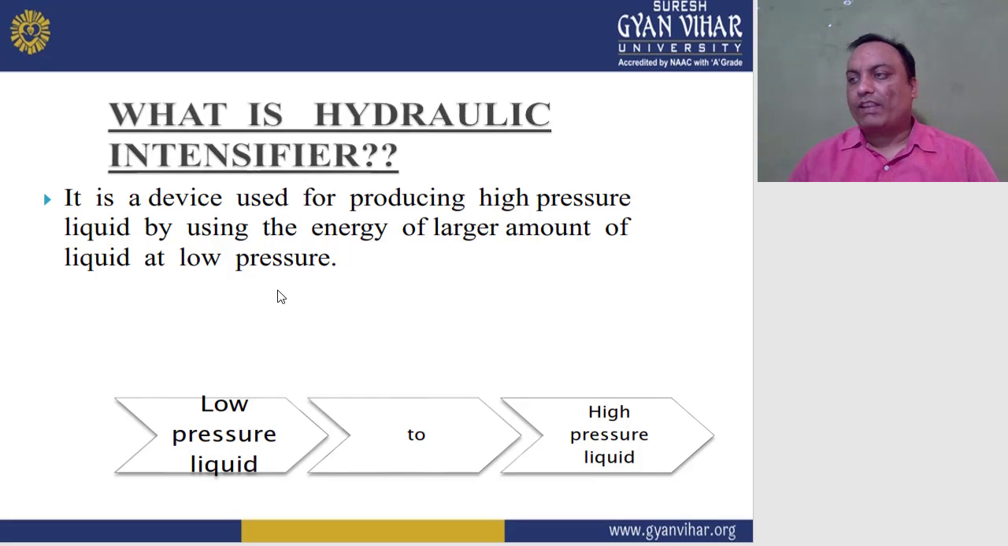So it has two types. One is single acting and the other is double acting. Here we'll discuss only the single acting hydraulic intensifier, that is, it supplies high pressure liquid during the downward stroke only. The double acting hydraulic intensifier supplies high pressure in both strokes, that is, in a continuous manner. Now go to the next page.